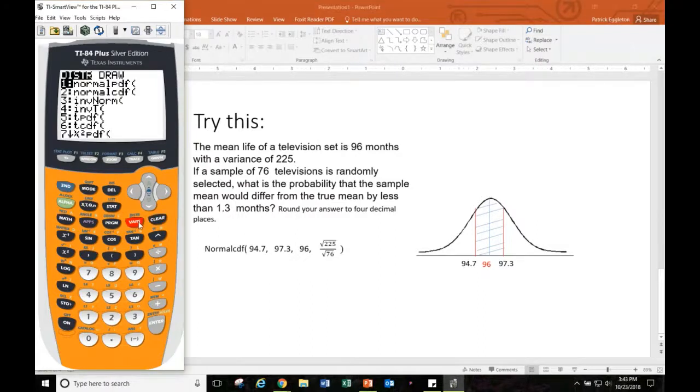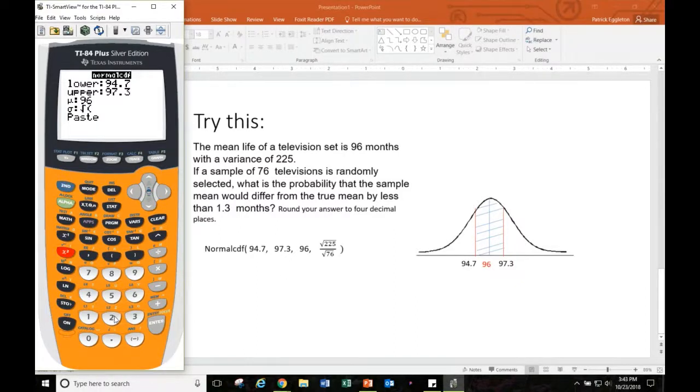I'll go into the normal distributions. My lower bound, I'm going to put 94.7. Upper bound is going to be 97.3. My mean, 96. And my standard deviation, I can do this right in here.